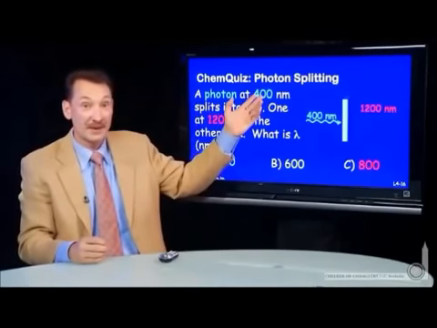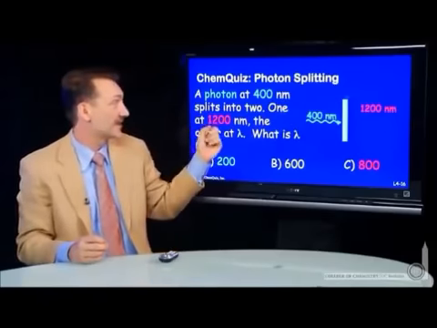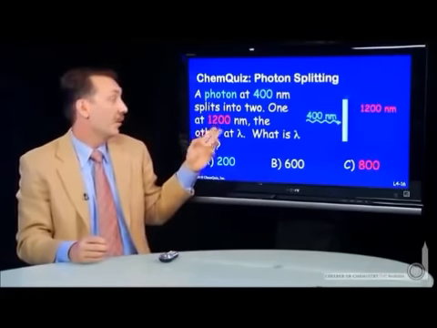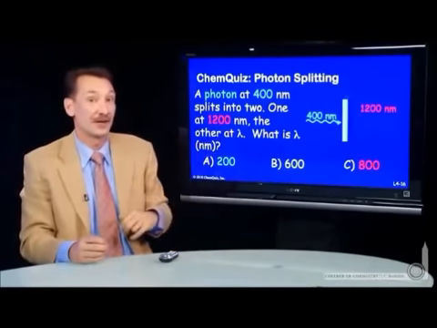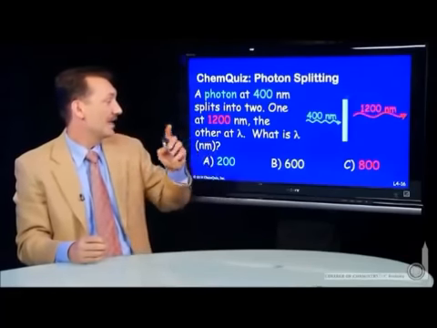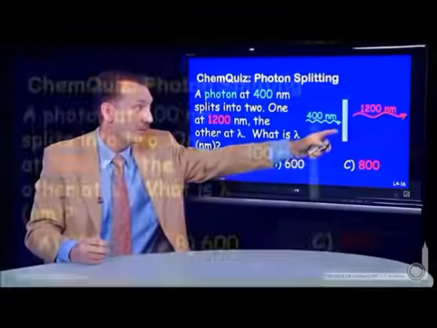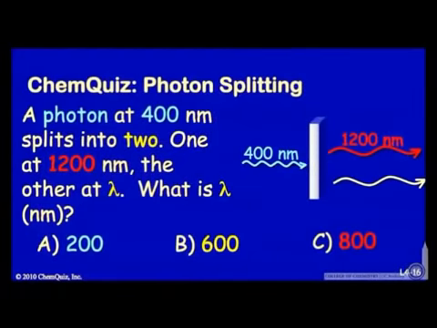A photon at 400 nanometers is split into two. One of the photons that comes out is at 1200 nanometers. What is the wavelength of the other photon? So let's consider that. Is it A, 200 nanometers, B, 600, or C, 800 nanometers? What is that other photon? Think about that for a minute and make your selection.